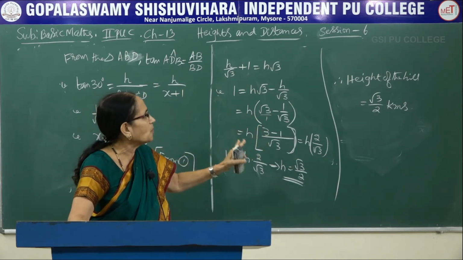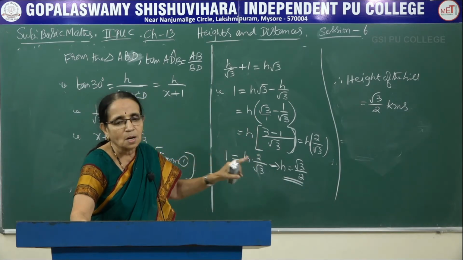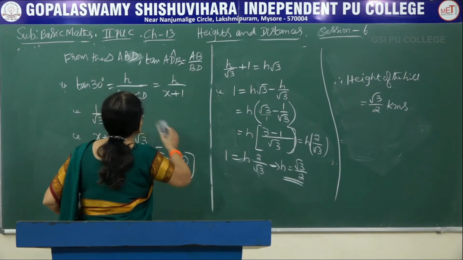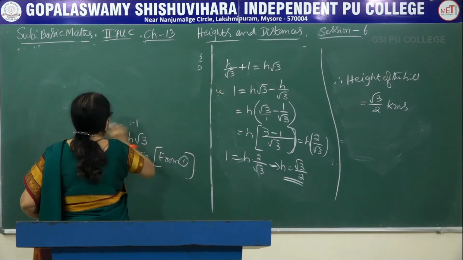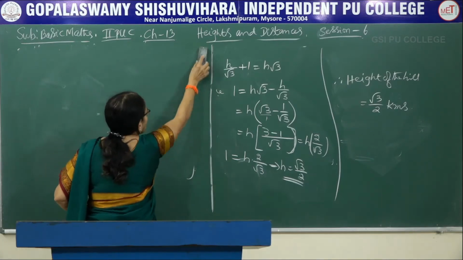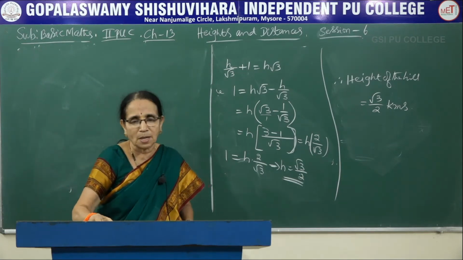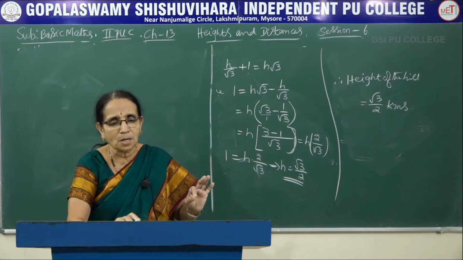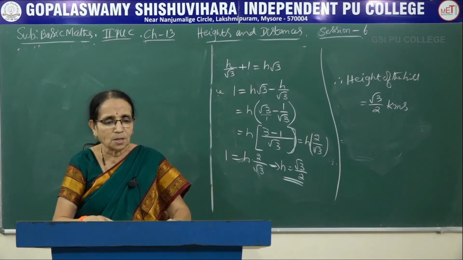But on the problems of heights and distances, usually they don't ask that. So if you get this number, you can stop there. You can write the answer in a sentence: the height of the hill is equal to the square root of 3 divided by 2 kilometers. So it is very important to read the problem correctly, understand what is given, draw the figure according to that, and then write the explanation, then do the calculation.